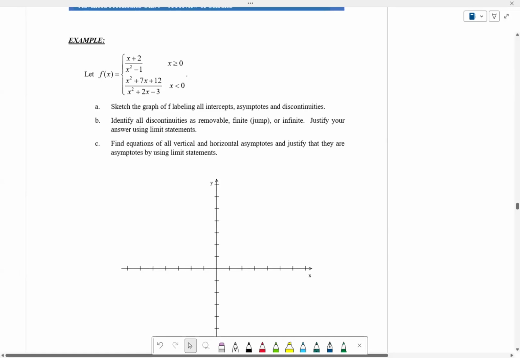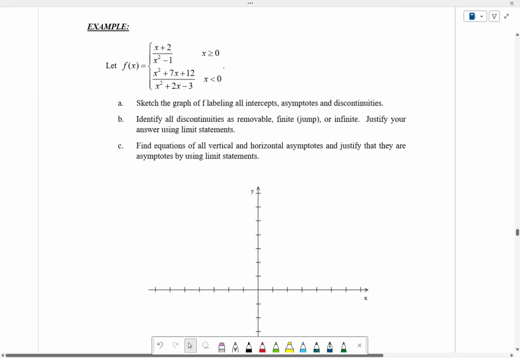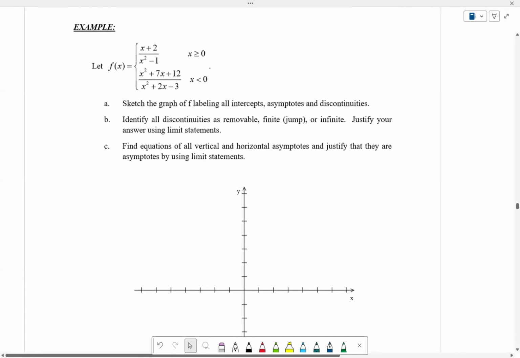Go ahead and finish up the conversation. Okay, this is the last example I'm going to talk about today. Here's some practice graphing rational functions.